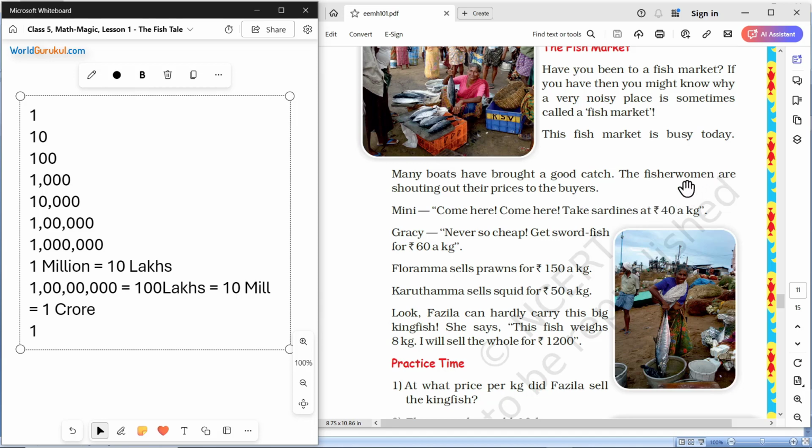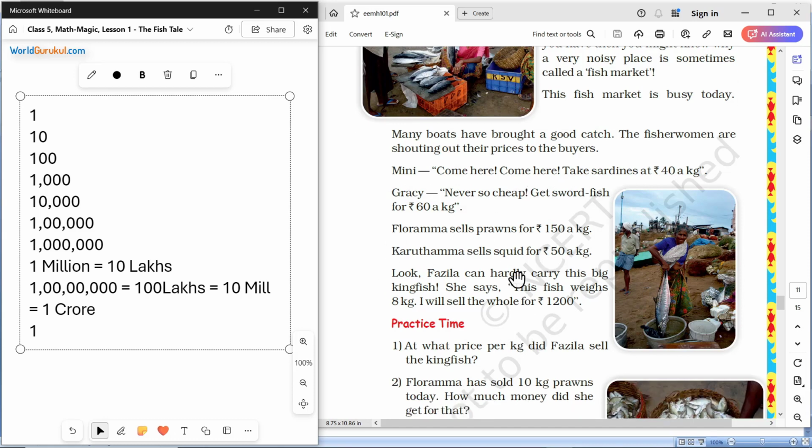So these are some rates for different types of fish. Sardines 40 rupees a kilo, 60 rupees a kilo for short fish. Prawns, that's a kind of fish, 150 a kilo. Squid 50 rupees a kilo. They fix a rate for each one. The most available one is going to be cheaper, and the rare fish are going to be costly. If the fish is big, then they are going to get more price for that.